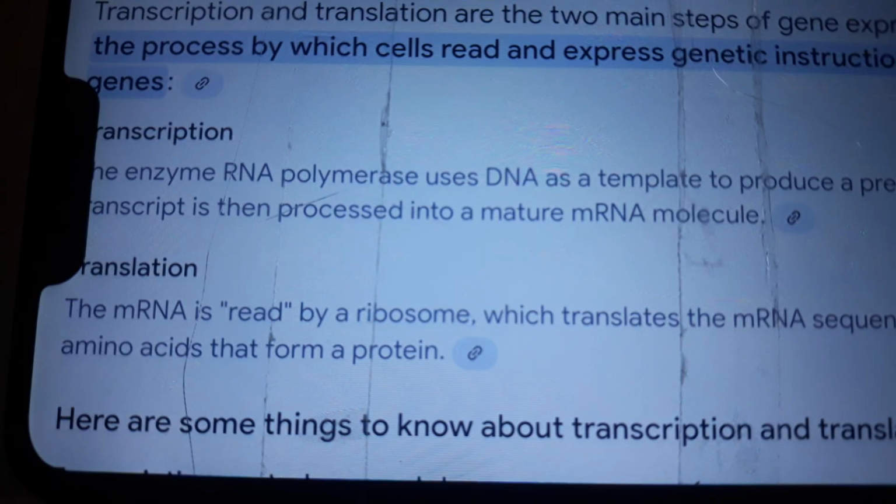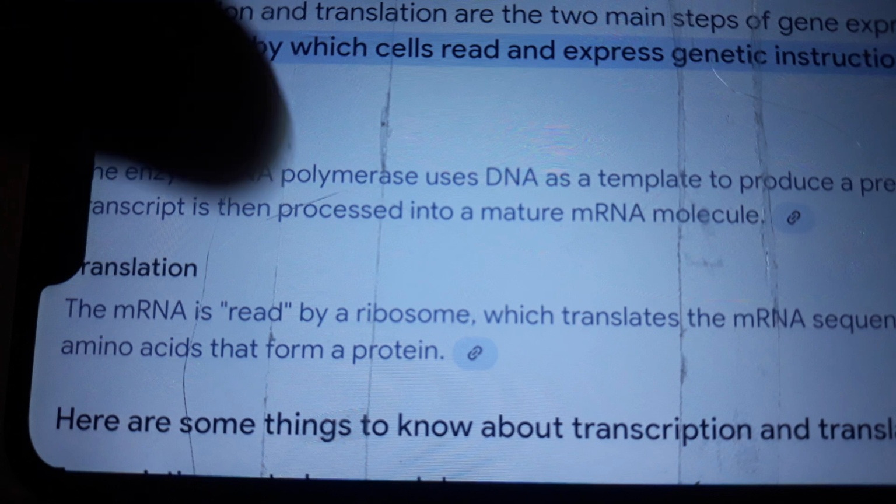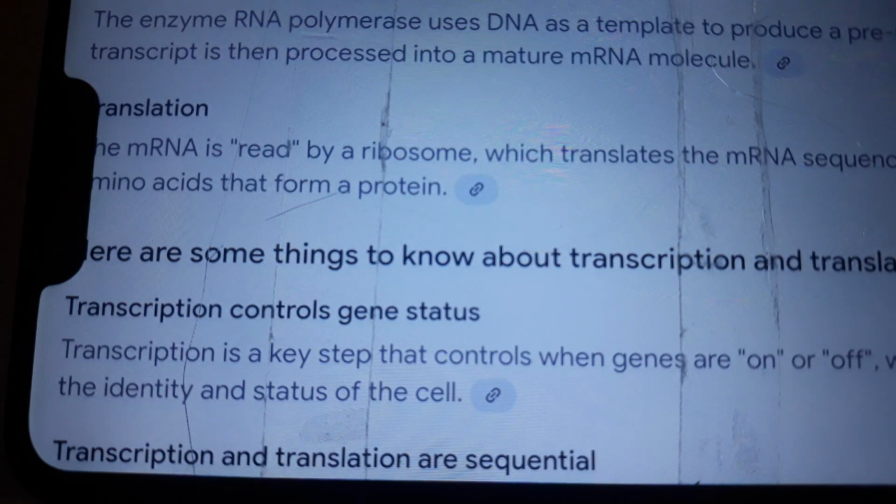Right now, proceeding with the subject matter proper, transcription and translation are the two main steps of gene expression, which is the process by which cells read and express genetic instructions in their genes. In transcription, the enzyme RNA polymerase uses DNA as a template to produce a pre-mRNA transcript. This transcript is then processed into a mature mRNA molecule.